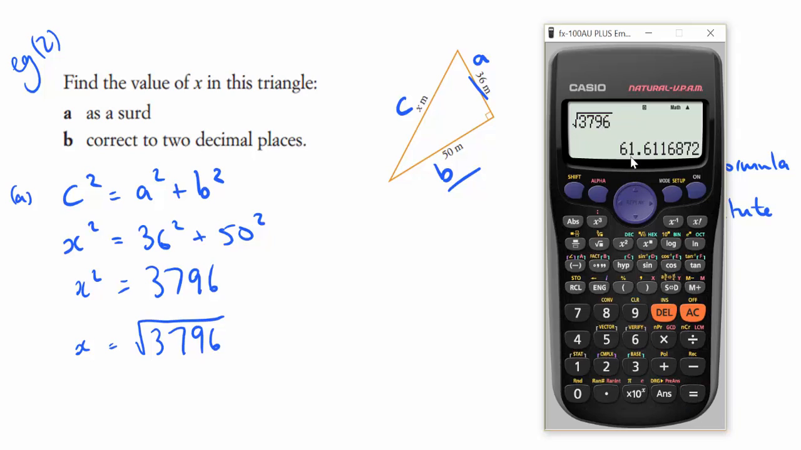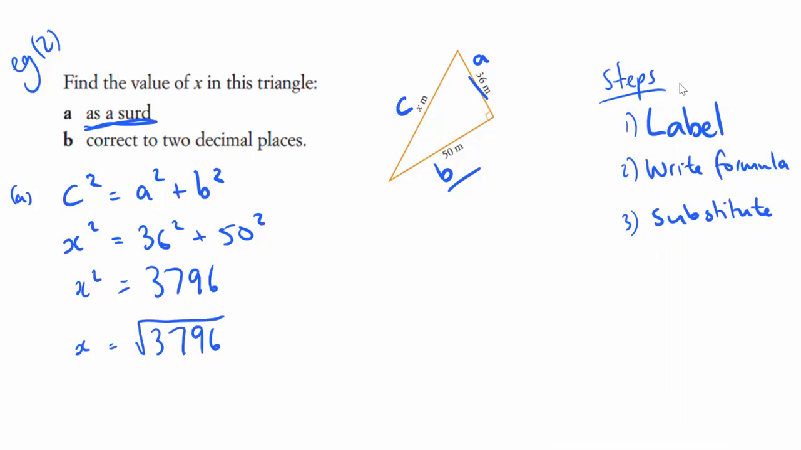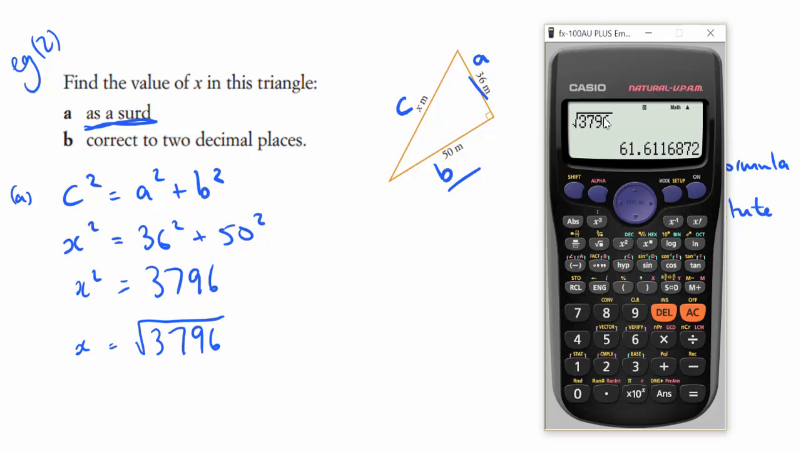This equals 61.6. However, the question here says leave as a surd. A surd is a square root that when you put it in your calculator, it's a decimal that keeps on going. It has no pattern. It is absurd. It's a surd. So that is our answer. We leave it like that.